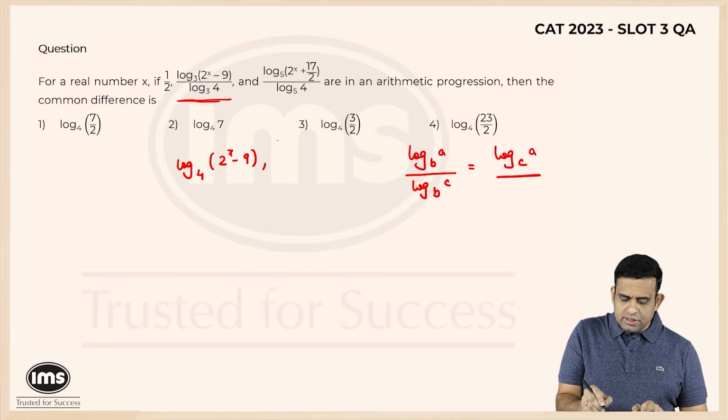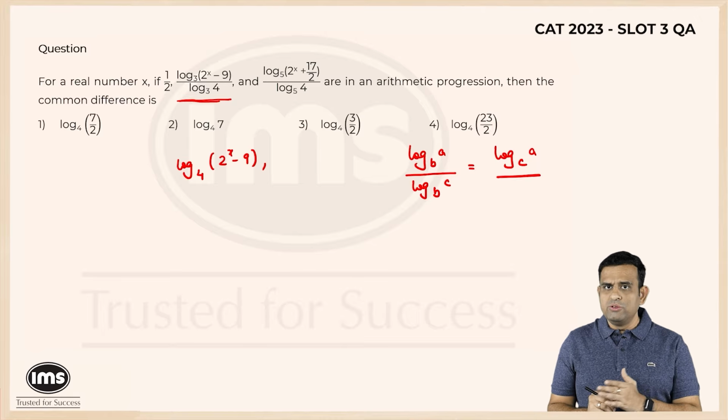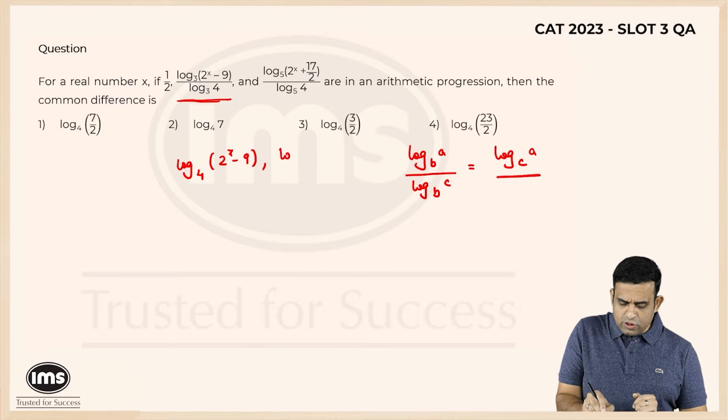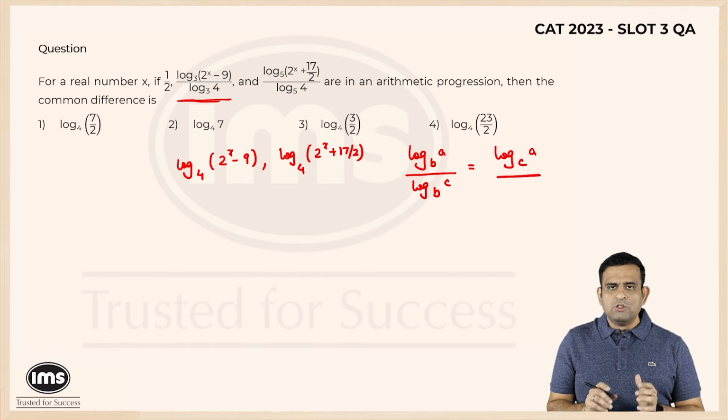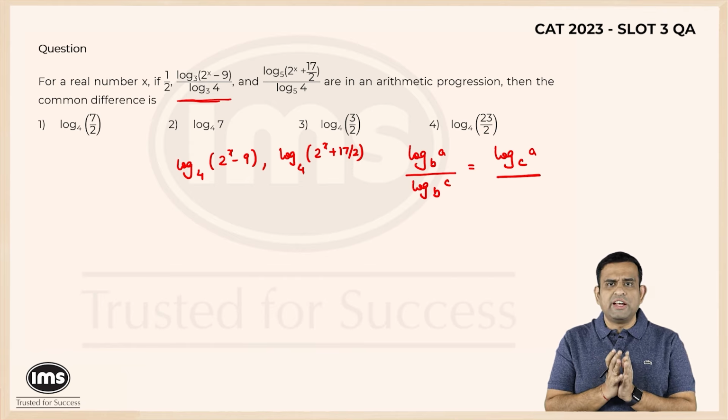Now what about the third term? The third term, again, similarly, I can use this particular property and we can write it as log of 2 raised to x plus 17 by 2, base 4. So the good part is that my second term and the third term in the logarithm both have the base 4.